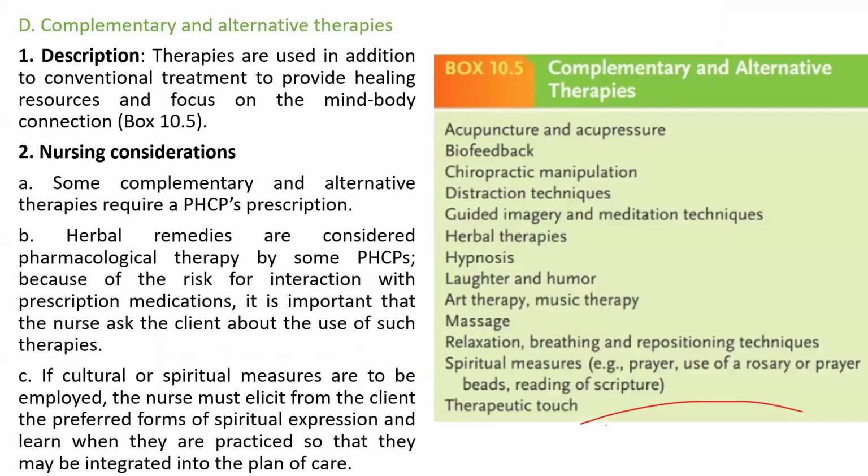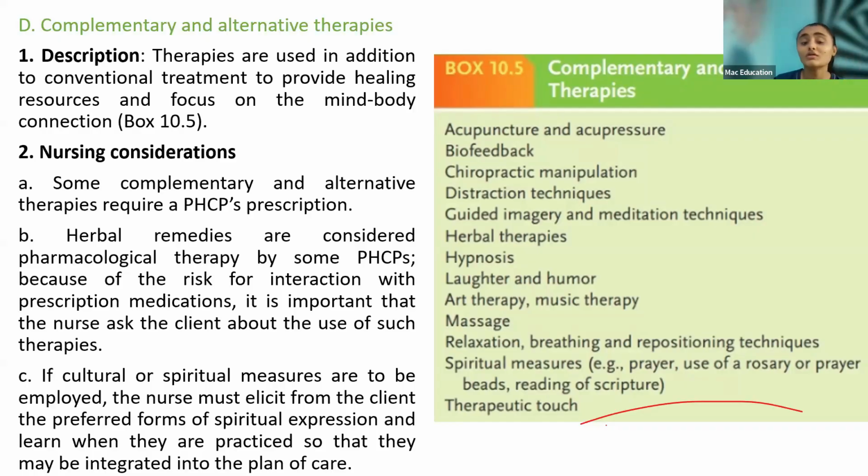Biofeedback, acupressure, acupuncture. Yes, so there is a list. Acupuncture, acupressure, biofeedback, chiropractic manipulation, distraction technique, guided imagery, herbal therapies, hypnosis, laughter, etc. You have to just remember these names because sometimes they will ask you such simple questions, like the patient is having some pain and we have decided to give a complementary therapy. So which therapy is the complementary therapy?